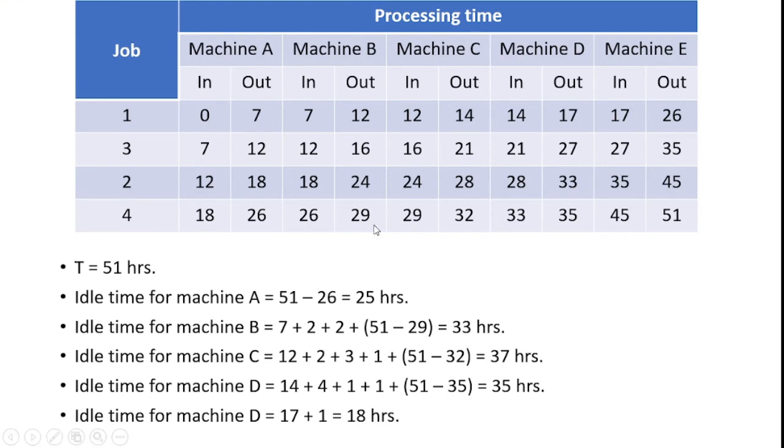After that, I can identify the total elapsed time, which is 51 hours. From the sequencing table, I get 51 hours. And then the idle time for machine A. Machine A runs continuously, there is no stoppage, so the final processing time 51 minus 26 is 25 hours, which is the idle time for machine A.